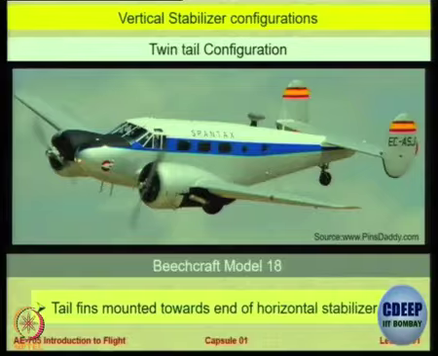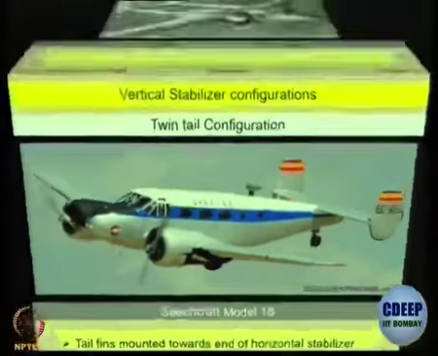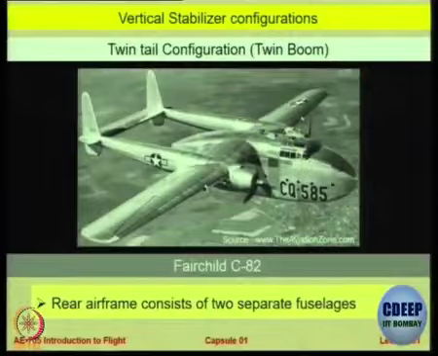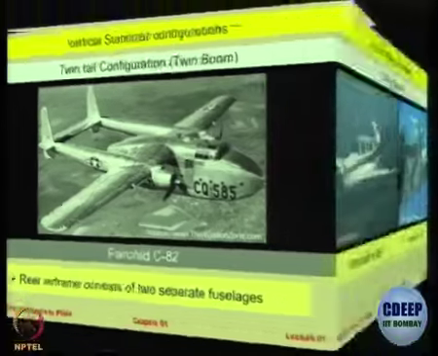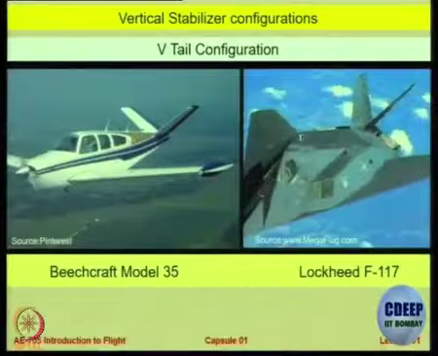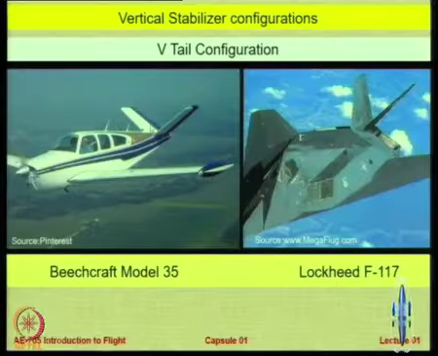And why do we have them? What is the advantage, etc.? That we will discuss in the aircraft design course. Then you can have again the twin boom, twin tail. And you can also have something like a V tail.